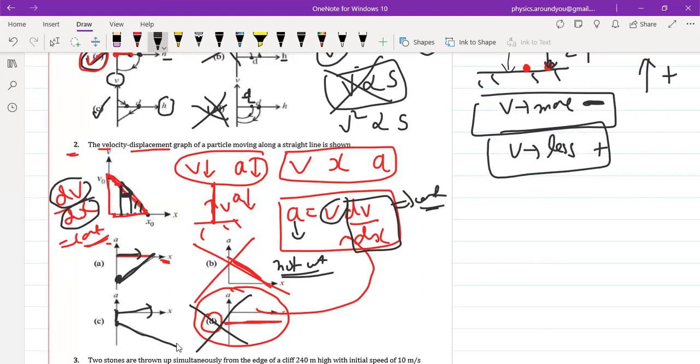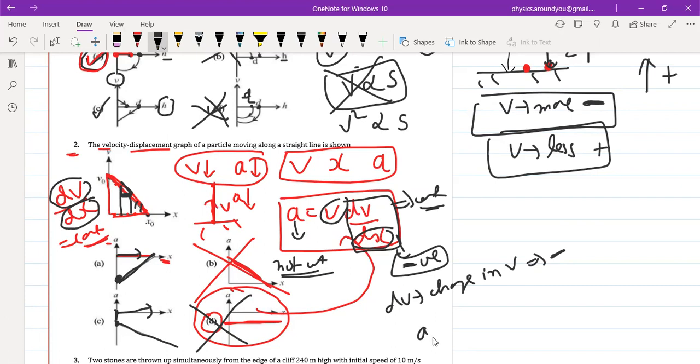Now, how to reconcile A and C, how to choose? Easy one. dV by dx here is a negative quantity. Why is it a negative quantity? Because the velocity is decreasing with respect to x. So dV is nothing but the change in velocity. It is always negative. If I increase x, speed is decreasing, velocity is decreasing. So dV by dx is always negative.